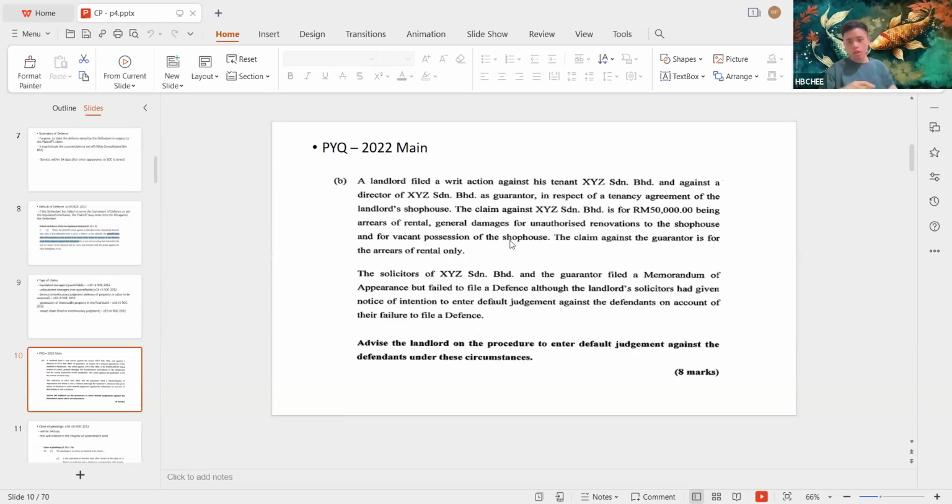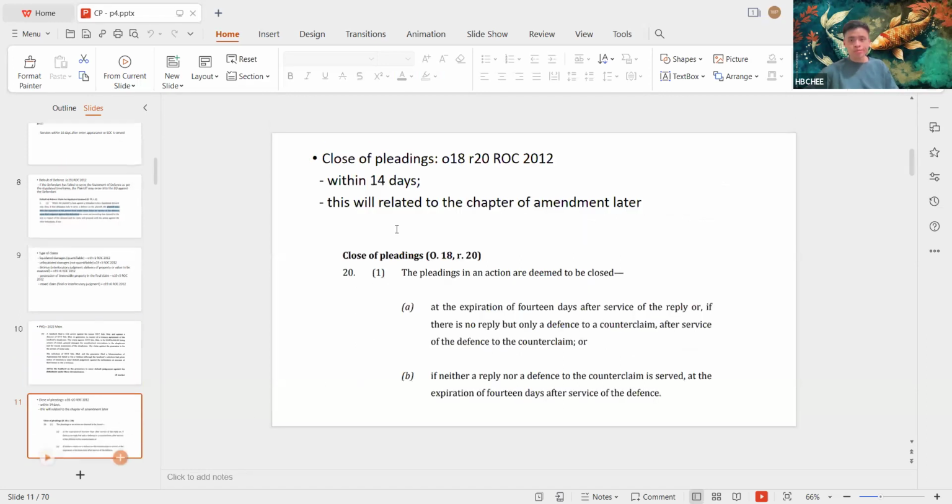So actually, you see here the allocation of marks is 8 marks. I believe that for 8 marks you must at least cover 3 to 4 things. First is your introduction, like how you address why the landlord can enter into the default judgment. Secondly, you cite Order 19 Rule 1, like what the default is and what the consequence of the non-compliance is. Then you can list down the types of damages that can be claimed by the landlord because of default of defense, and then you can move on to the next question. This is how an 8 marks question goes. Okay. Are we okay for the question?